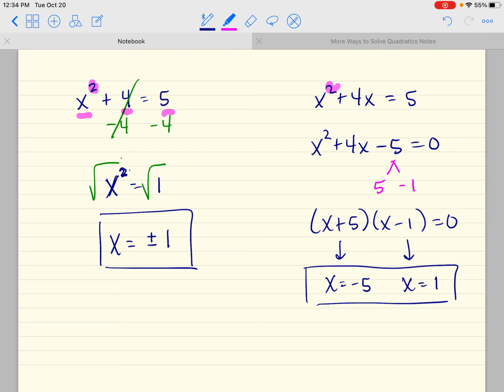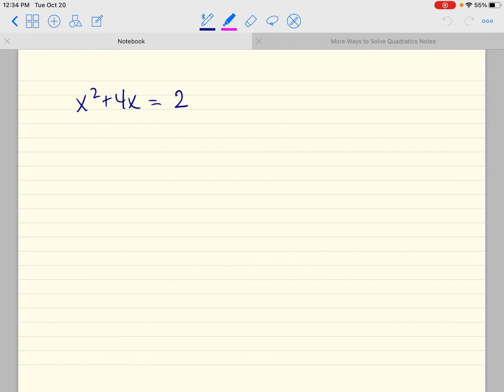Okay, so square root method, good, if all you have is a squared term and everything else is a constant. And then factoring works if you have a squared term and a second term that has an x to the first in it, and you can find factors of the constant that make that middle coefficient, right? If it's factorable, then that's fine. But what happens in a case like this one? So I can't use the square root method because I can't square root that 4x with the 2.